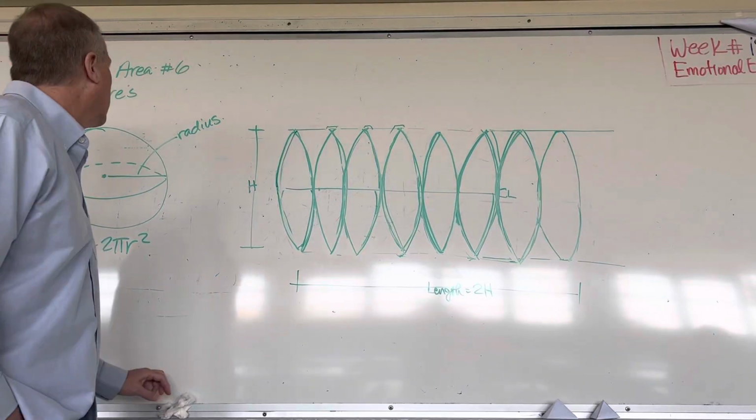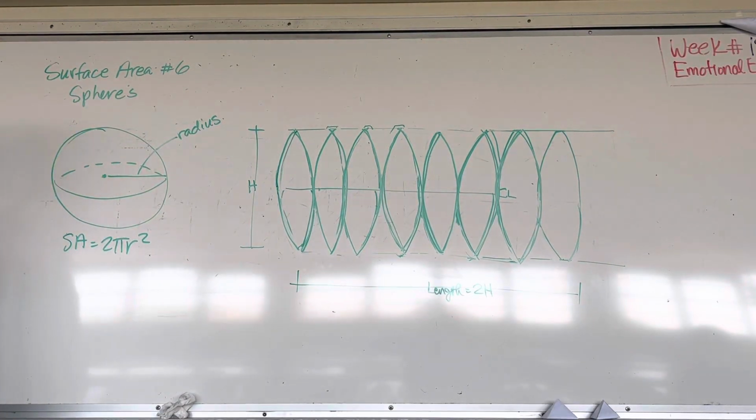All right, so this one's going to be surface area number 6. We're going to make spheres and you're going to calculate the surface area. It's a lot harder to do on a sphere than it is to do on a cube or rectangular prism or triangular prism, right? But we're going to try it anyway. So everybody say sphere. Sphere.